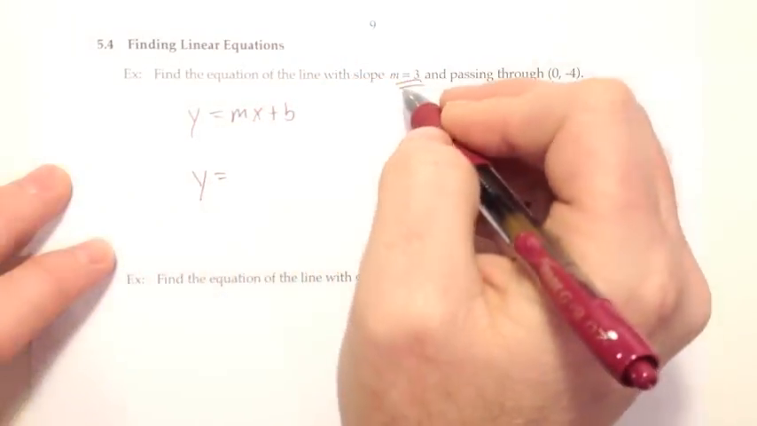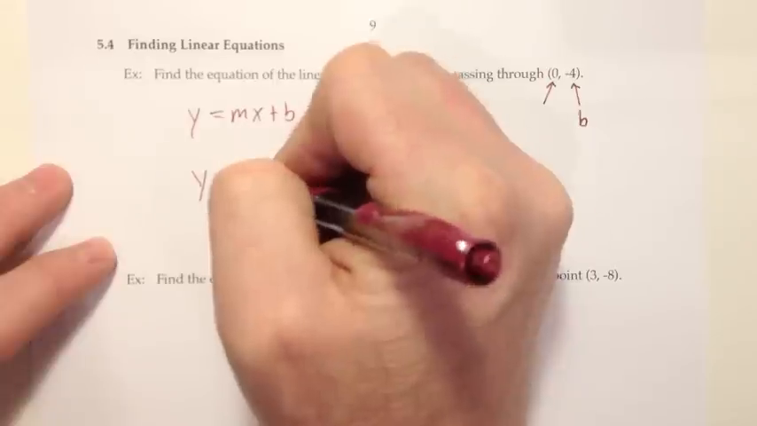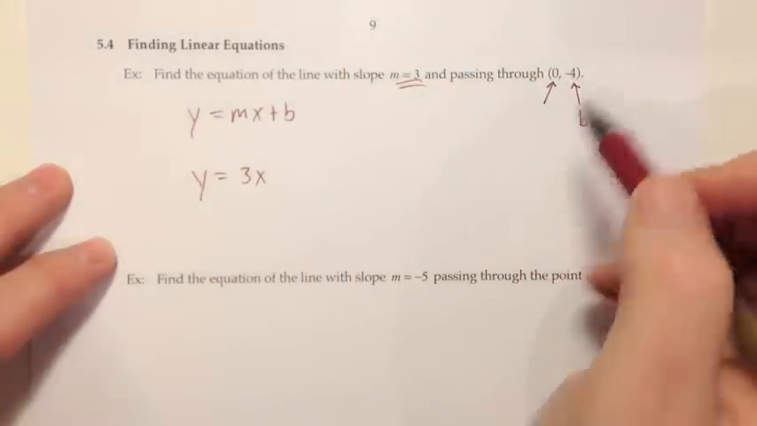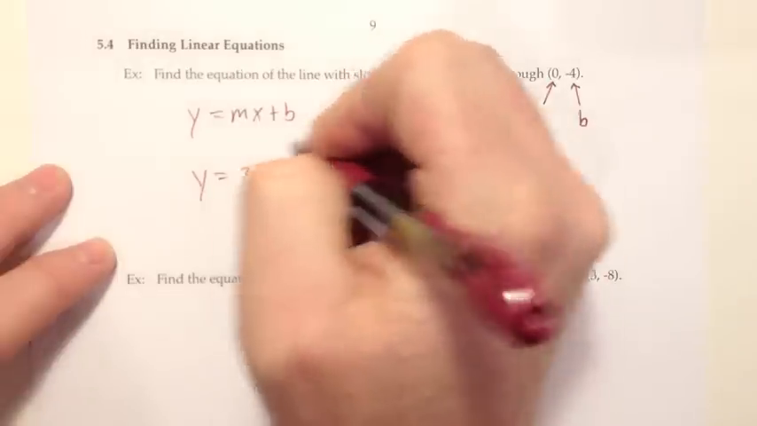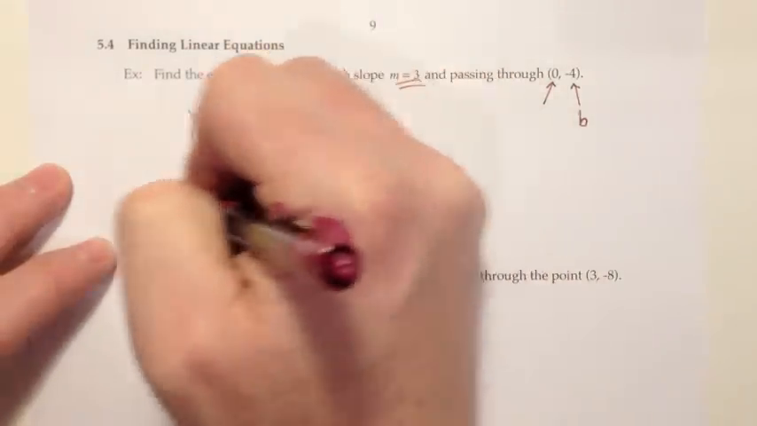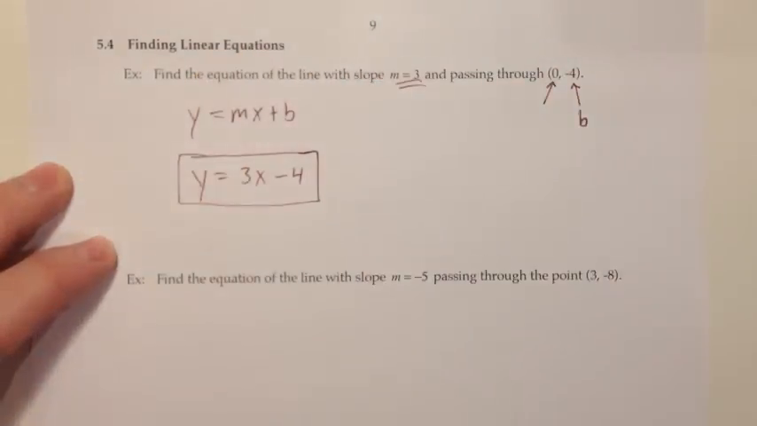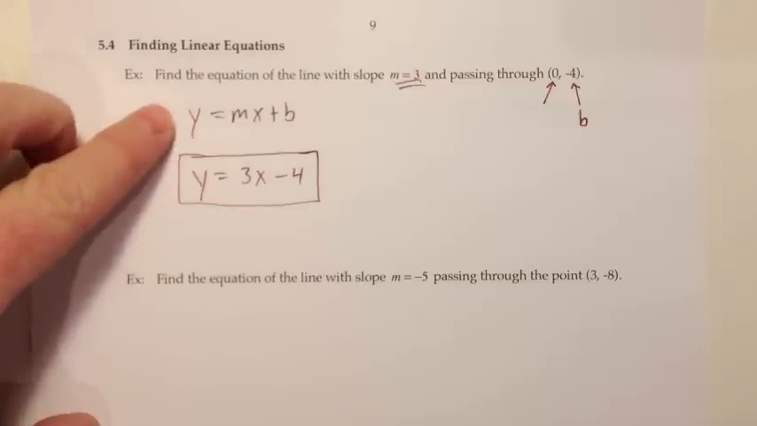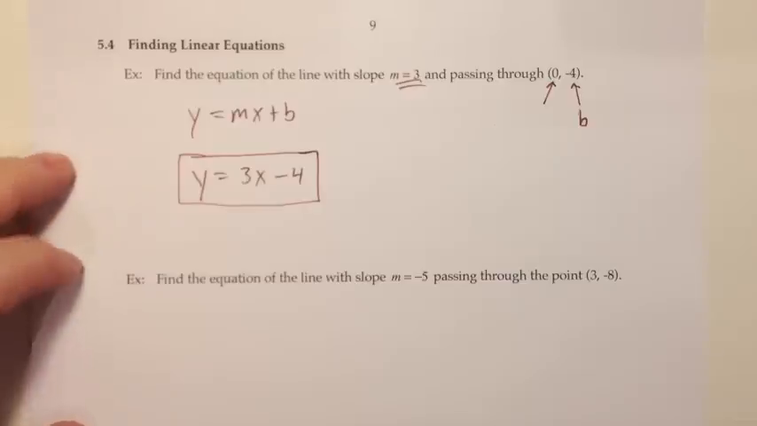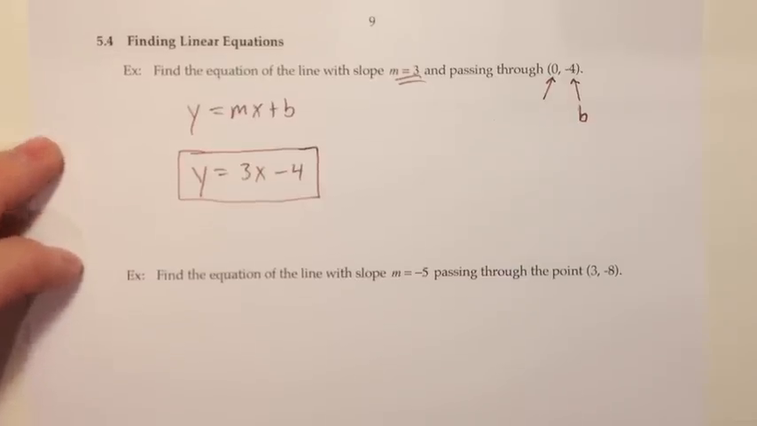Y equals, instead of mx, 3x, and then it would be plus negative 4, or I could just write minus 4. So there's the equation of the line, and we've built a whole bunch of them that way where we're thinking, all right, this is the format, where's the slope, where's the value of b, and we plug those in. But now I want to show you a twist on that.